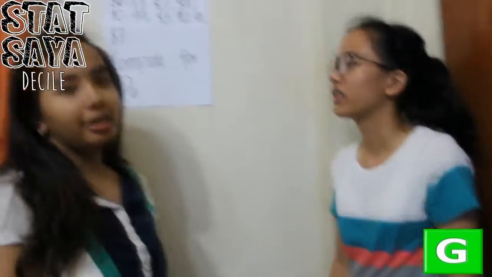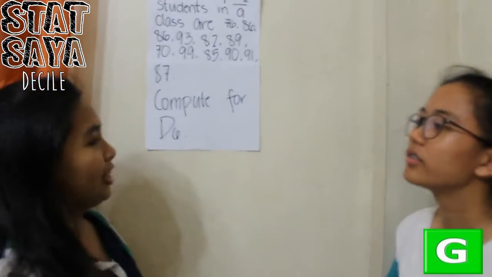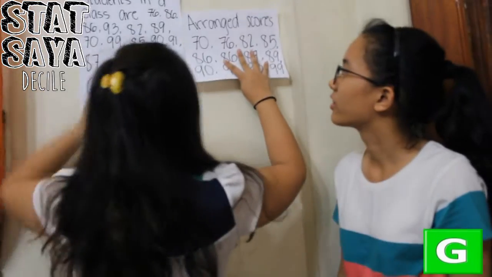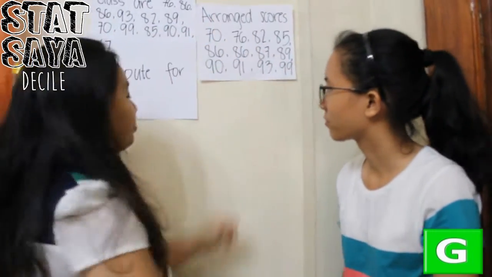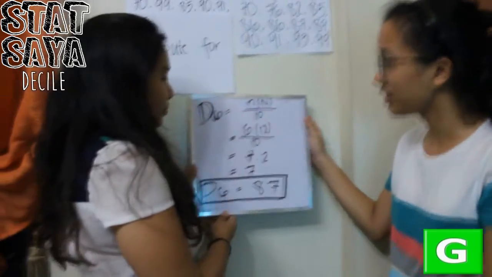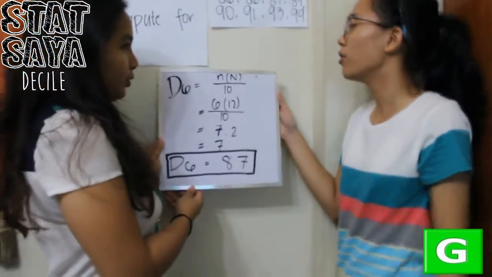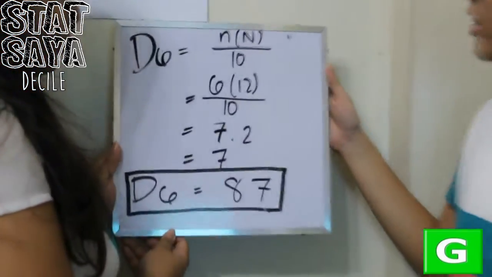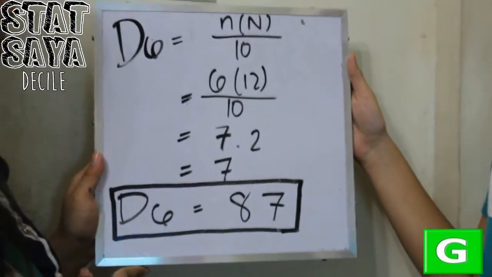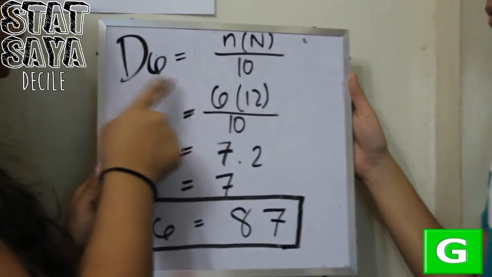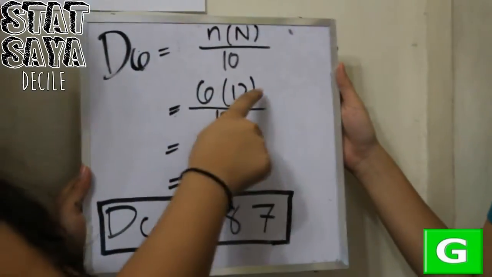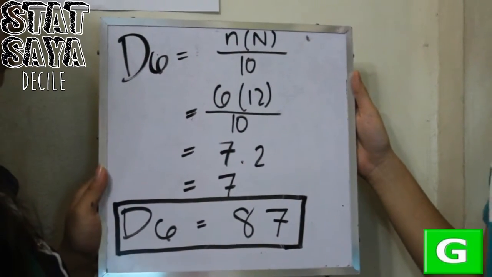Compute for D sub 6. The first thing you need to do is arrange again the scores from lowest score to highest score. Let us now compute for D sub 6. D sub 6 is equals to lowercase n times uppercase N over 10. The lowercase n is the desired decile, which is 6. The uppercase N is the total number of scores, which is 12. Multiply them and divide it by 10.